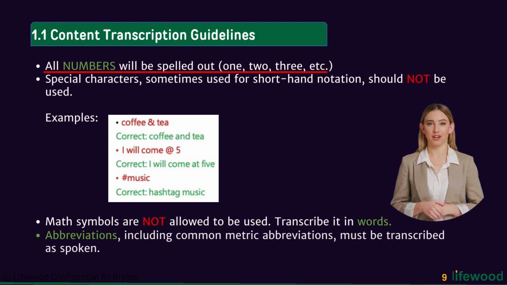All numbers will be spelled out, such as one spelled as ONE. Special characters that are sometimes used for shorthand notation should not be used. For example, coffee and tea, and symbol must be spelled out into letters. I will come at 5 must be spelled out as well. The same goes for hashtag music. Math symbols are not allowed to be used, you must transcribe them into words. Abbreviations including common metric abbreviations must be transcribed as they are usually spoken.